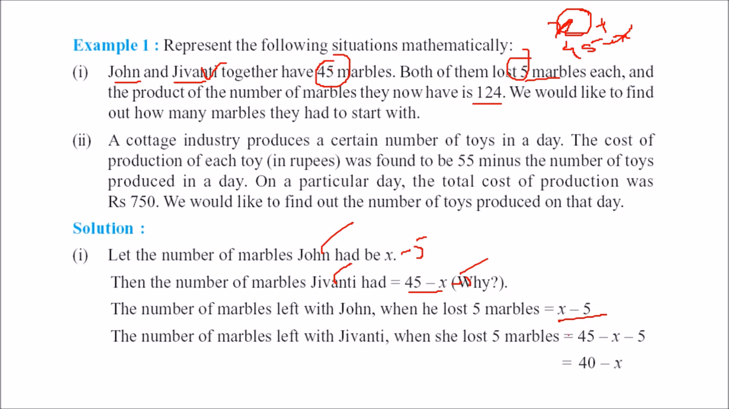This is X minus 5 when John lost, and 45 minus X minus 5 when Jivanti lost. Now one more situation is given, that the product of the number of marbles they have is 124. So X minus 5 into 40 minus X, since 45 minus X minus 5 is 40 minus X. X minus 5 into 40 minus X is 124. And we would like to find out how many marbles they had to start with.